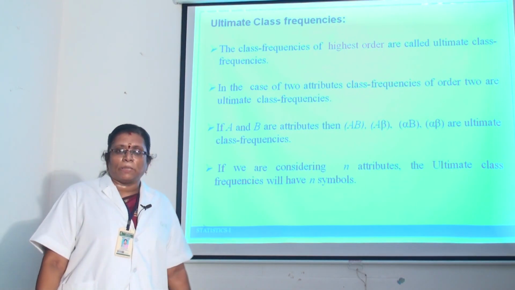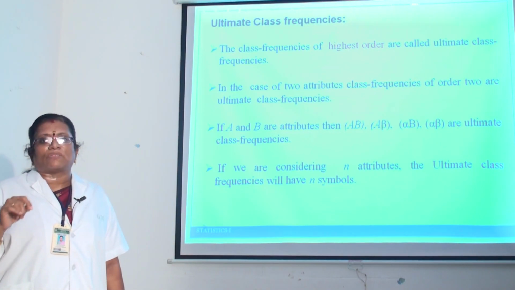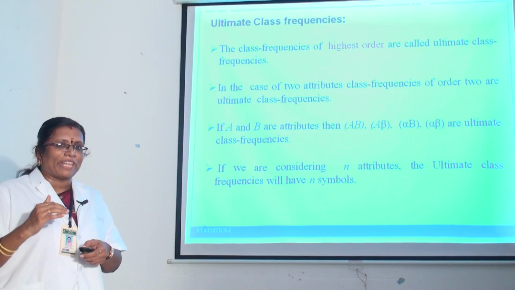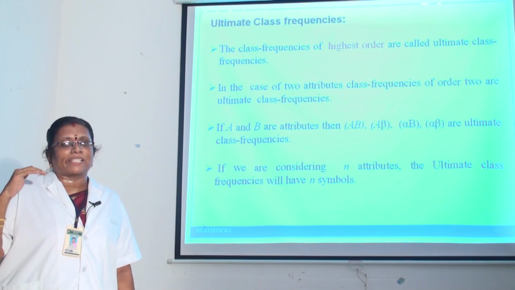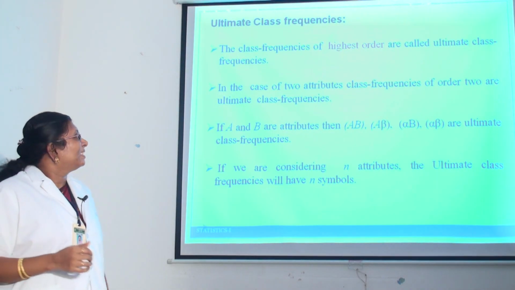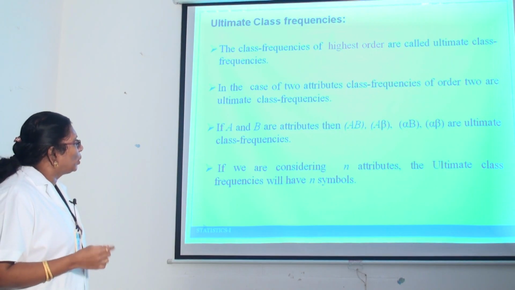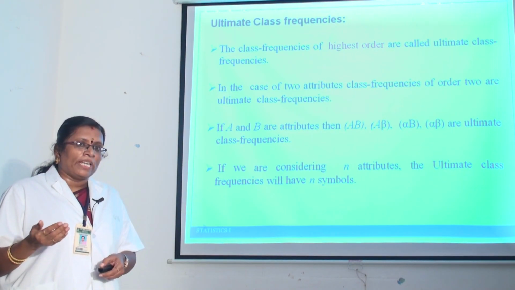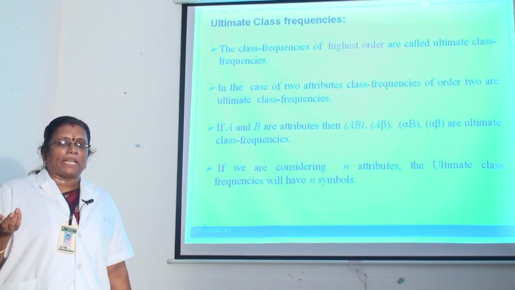Then the next important thing in class frequency you have to know is ultimate class frequency. Ultimate, you know the meaning, I think so. Ultimate means the highest. So here it is nothing but the highest order. In the case of 2 attributes, the class frequencies of order 2 are ultimate class frequencies. If the order is 2, because of 2 attributes, then we can say that it is ultimate class frequency.